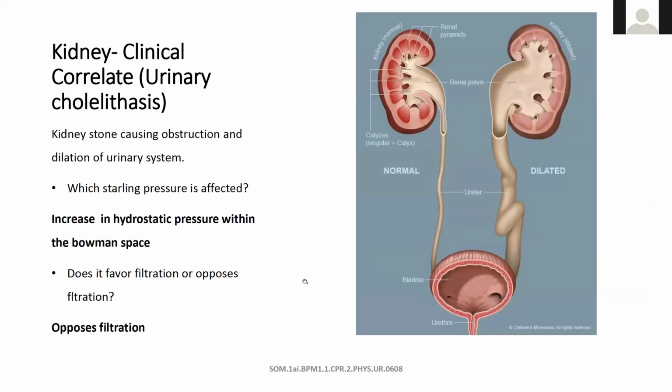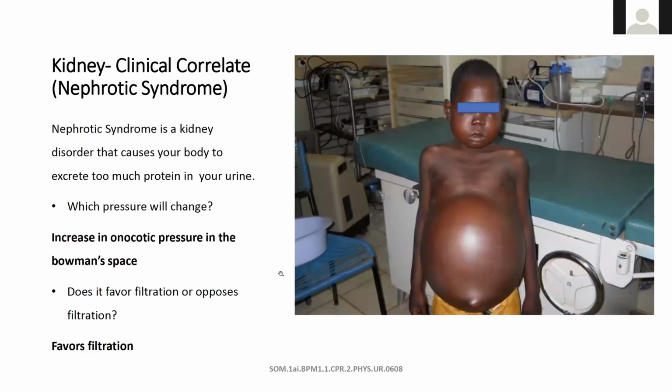Well, I have a question. In that case, will they have a higher GFR? I know they go into renal failure.